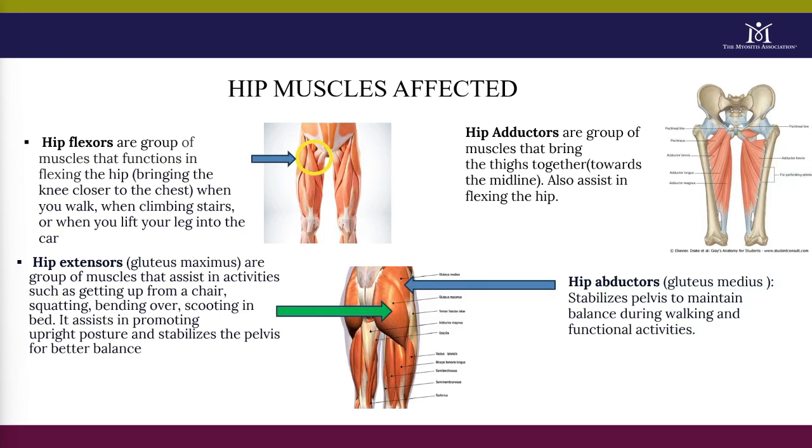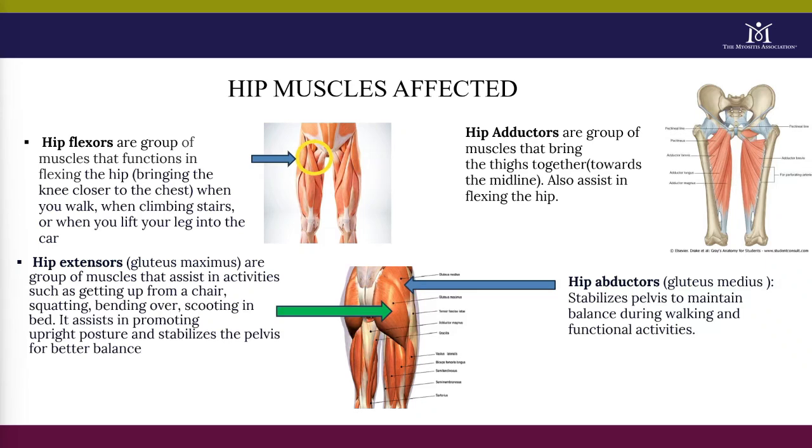Hip extensors, these are the muscles located in the buttocks area. An example of this is your gluteus maximus muscle. So the gluteus maximus is a muscle that helps you to stand up from a chair, to squat, to bend over, or even shift positions in bed. So this is a critical muscle that helps maintain your good posture and pelvic stability.